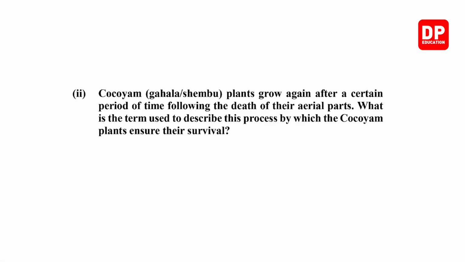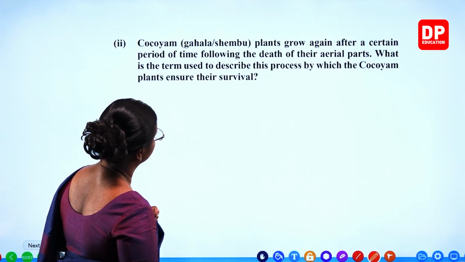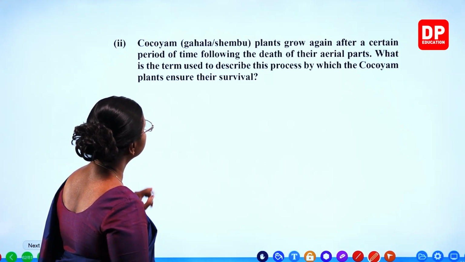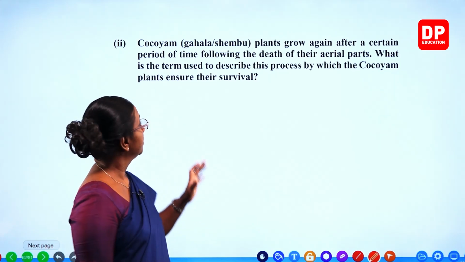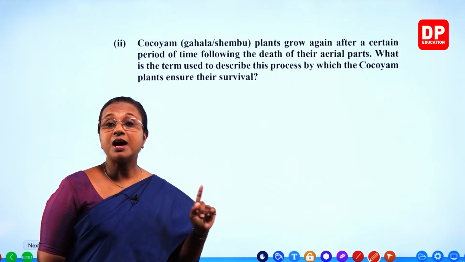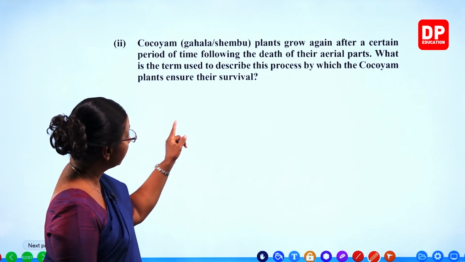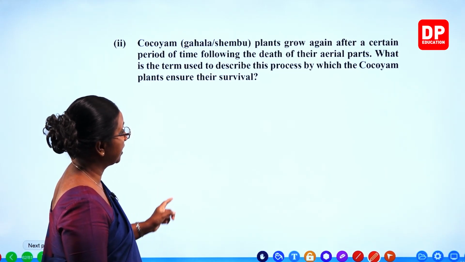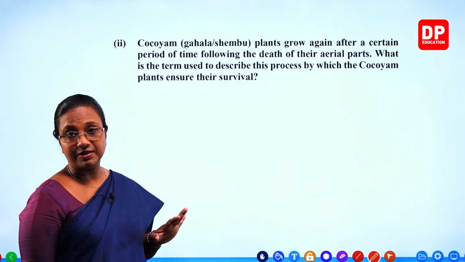So, here, the second part, cocoyam, that is gahala or shembu. Plants grow again after a certain period of time following the death of their aerial parts. So, these are yams. You all know how they grow. Their reproductive structure, you all are familiar with that, are underground stems. We'll read the question first. What is the term used to describe this process by which the cocoyam plants ensure their survival?